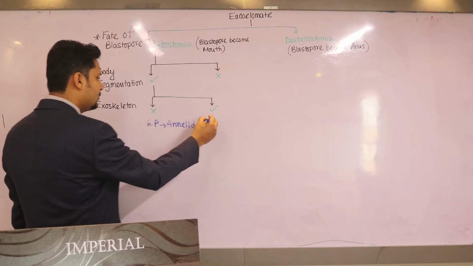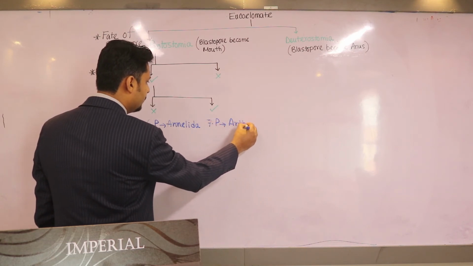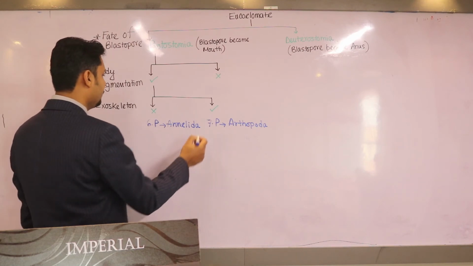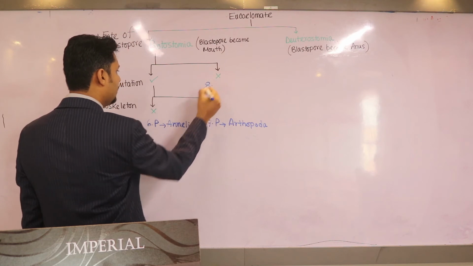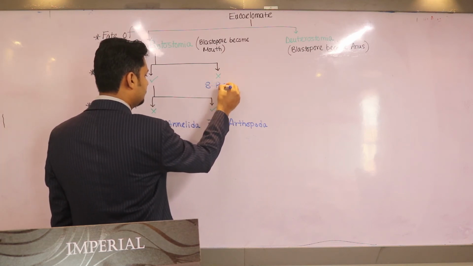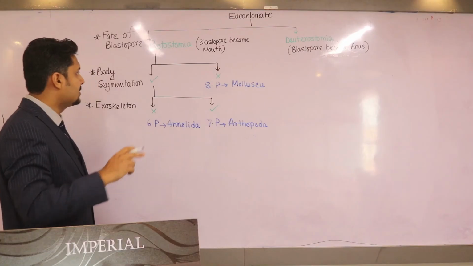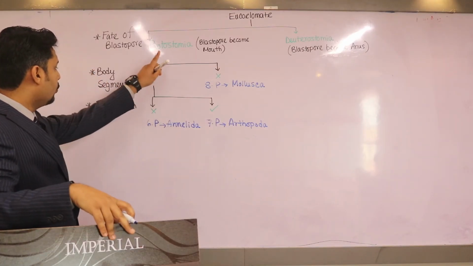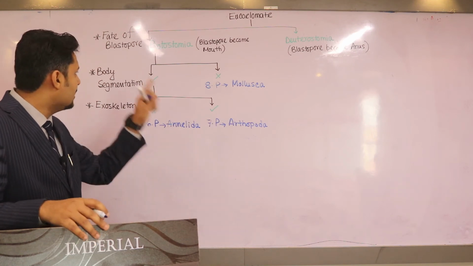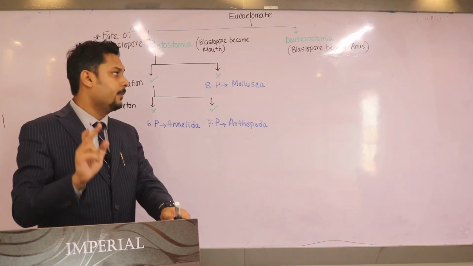And those that have the exoskeleton and also their body is segmented, they are the seventh phylum Arthropoda. Remember this, Arthropoda. And for those group of organism whose body is not segmented, it's called phylum Mollusca. So do remember, very important. So within Protostomia, Annelida, Arthropoda and Mollusca, these three phylums are there. Very important. Do remember this one.